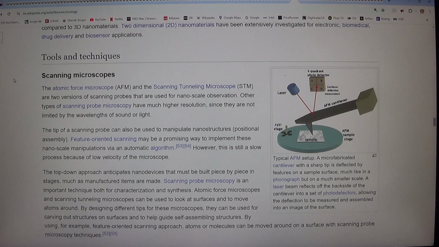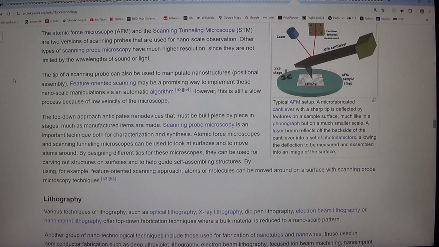Tools and techniques. Scanning microscopes. The atomic force microscope, AFM, and the scanning tunneling microscope, STM, are two versions of scanning probes that are used for nanoscale observation. Other types of scanning probe microscopy have much higher resolution, since they are not limited by the wavelengths of sound or light. The tip of a scanning probe can also be used to manipulate nanostructures.